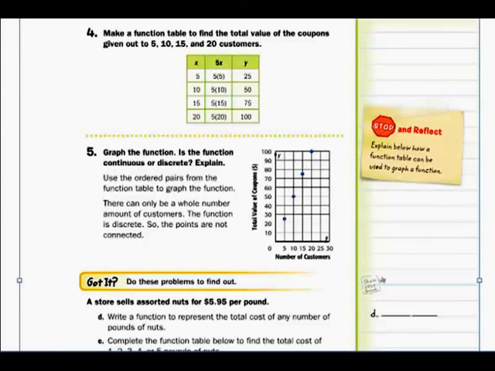There can only be whole number amounts of customers. You're not going to give a $5 coupon to 2 2/3 customers. So that's why this is discrete data. You cannot have partial customers.